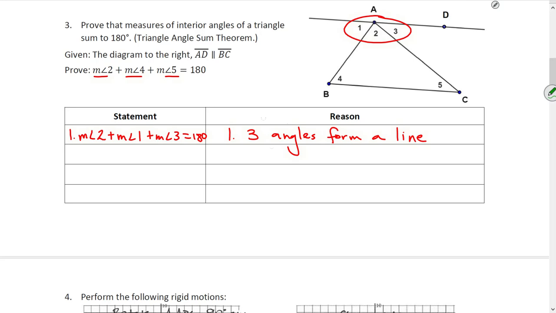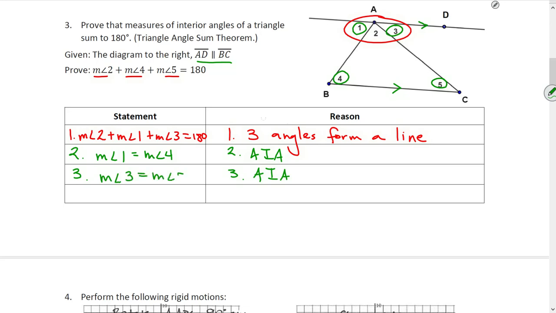Okay, so I'm given that AD is parallel to BC, so I have some parallel line stuff that I could use. Specifically, I notice that angle 4 and angle 1 are alternate interior angles. And if the lines are parallel, then the measure of angle 1 is equal to the measure of angle 4. That's because they're alternate interior angles. Similarly, angle 3 and angle 5 are also alternate interior angles, and so their measures are the same. So the measure of angle 3 is equal to the measure of angle 5.